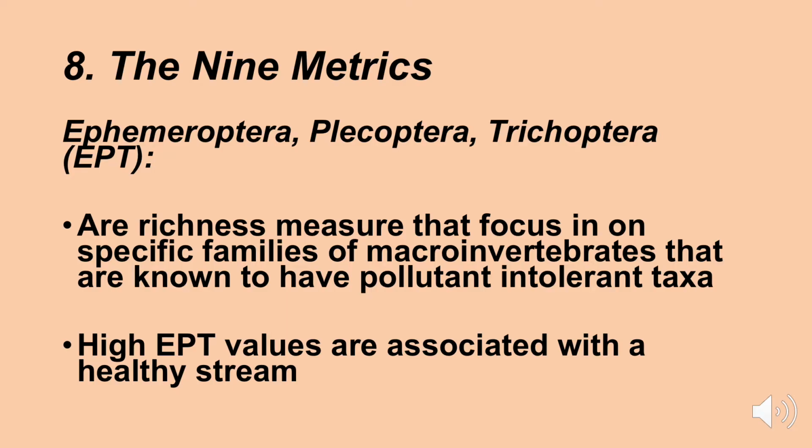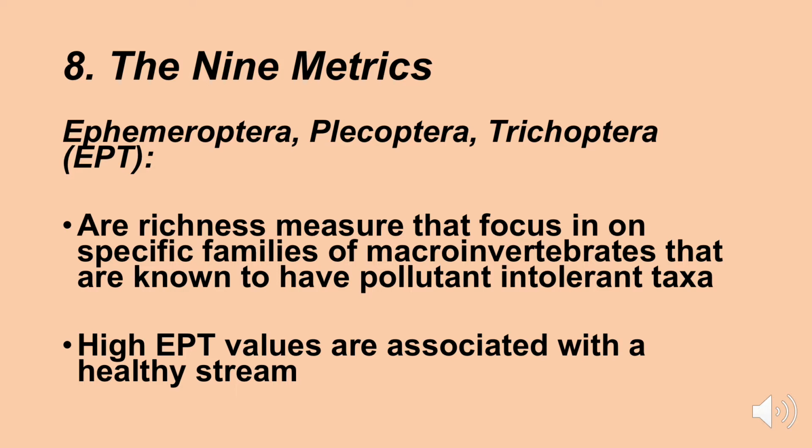Then we have certain types of species that we're really interested in. We're interested in the EPT species, the Ephemeroptera, I can't pronounce these very well, the Plecoptera, and the Trichoptera. We know them by common names, which we'll look at in just a few minutes. These are basically a richness measure that focus on specific families of macroinvertebrates that are known to have pollutant-intolerant taxa. So we know some taxonomic groups within these 3 categories that are not tolerant to pollutants. So we look at the richness of these taxa.